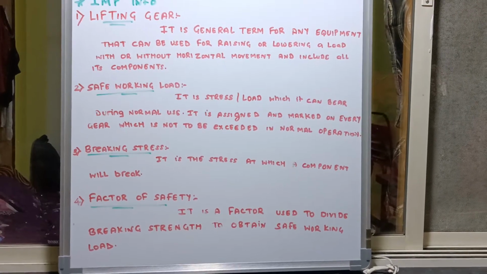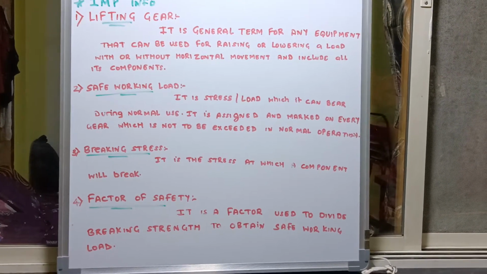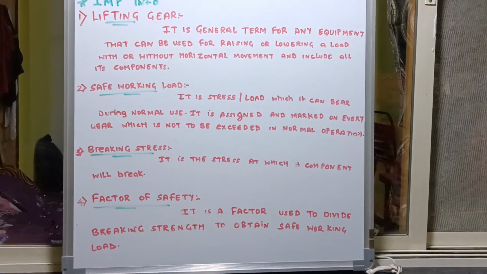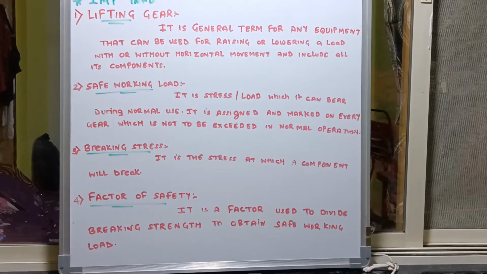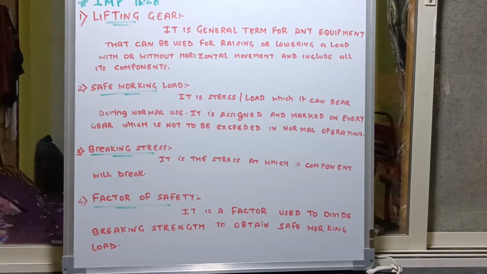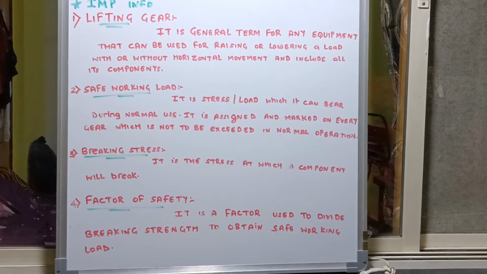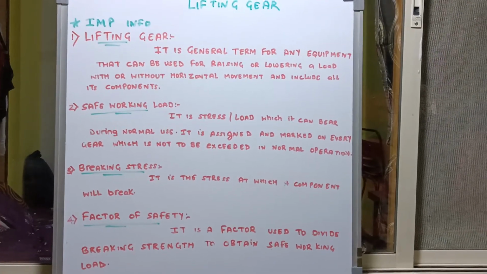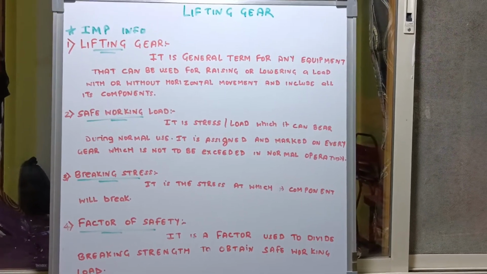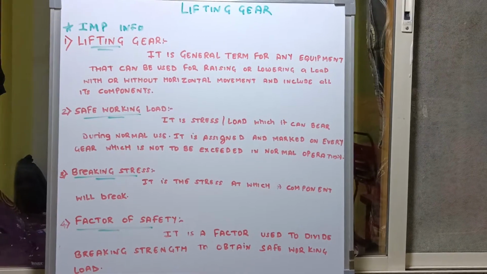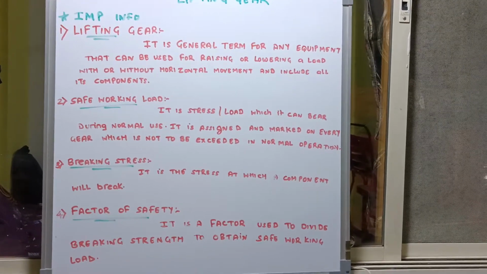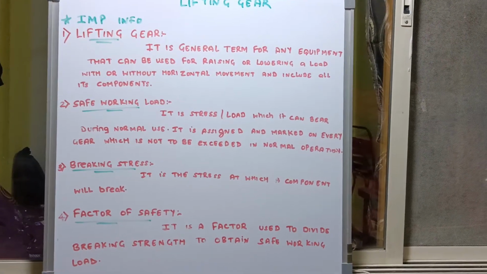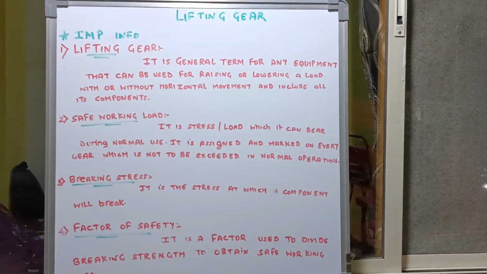Number four, factor of safety. It is a factor used to divide breaking strength to obtain safe working load. So these four are the important terms which we need to remember for solving this numerical. In the next slide I will be giving you all the formulas we use in lifting gear.